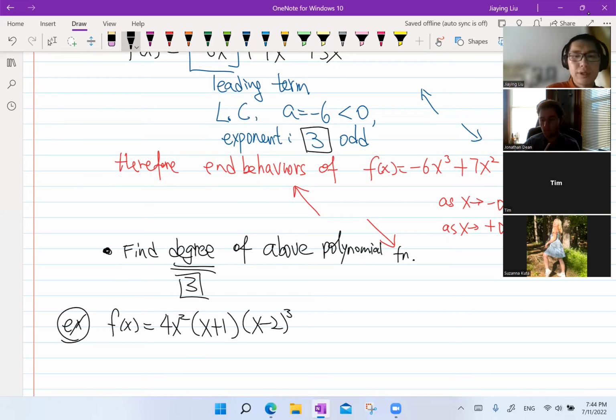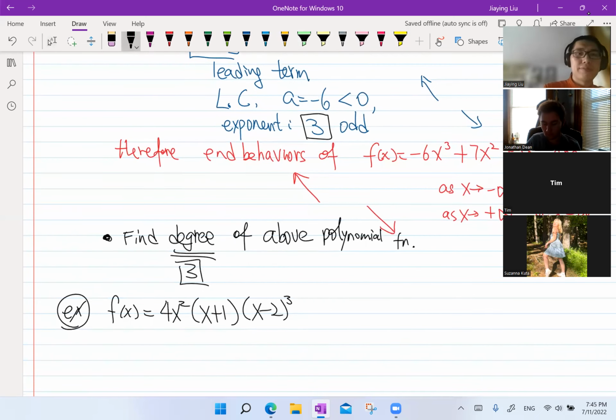So this polynomial function is in factored form. Obviously, if we want to find the leading term, we could just FOIL everything completely, and at the end we would know which one is the leading term, the term with the highest exponent. Well, that's going to be a lot of trouble, isn't it? Because we might make a mistake in the process. We have to expand x minus 2 cubed, then multiply with x plus 1, then multiply by 4x squared. That's a lot of work.